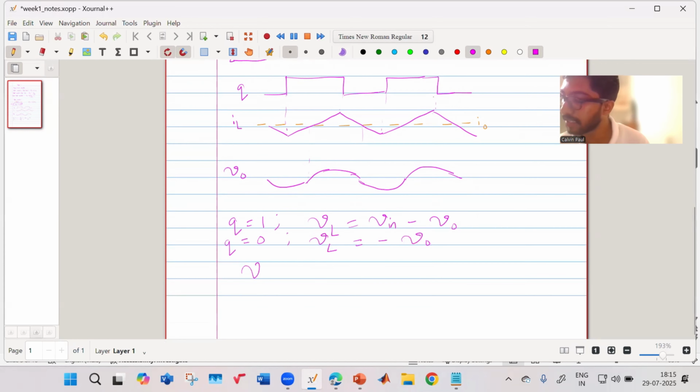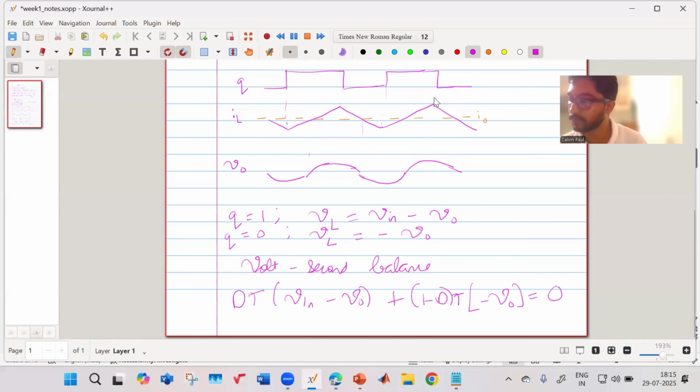So what we do in volt-second balance is, we multiply it with the duty, how much time it is on or off. So it is D T into V in minus V output, plus 1 minus D T into minus V output. This is equal to 0.